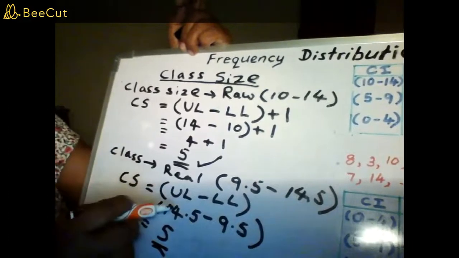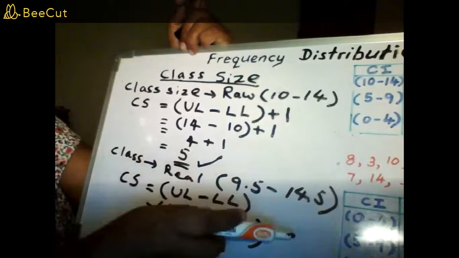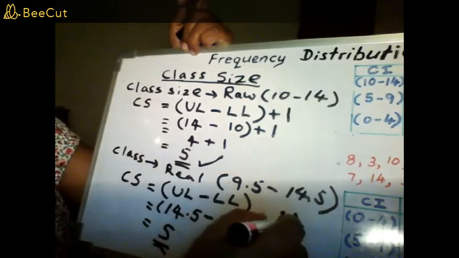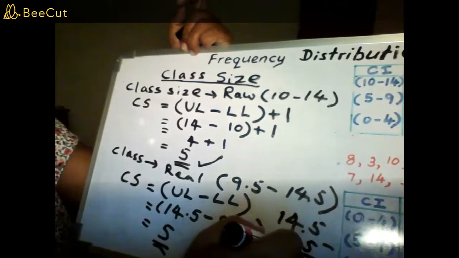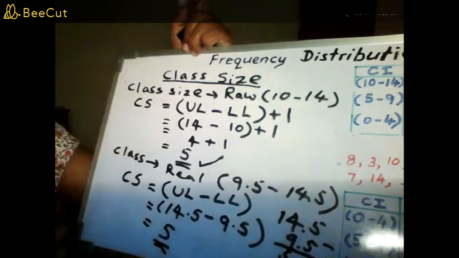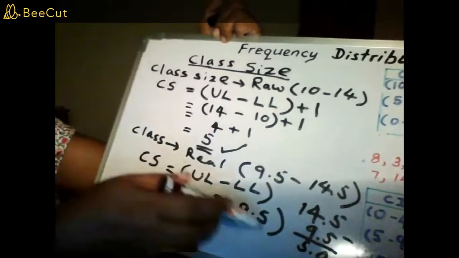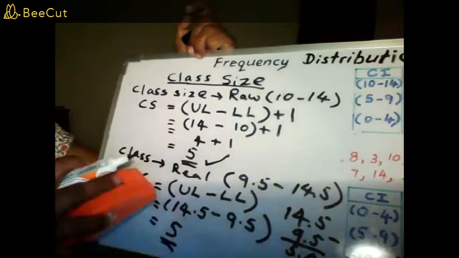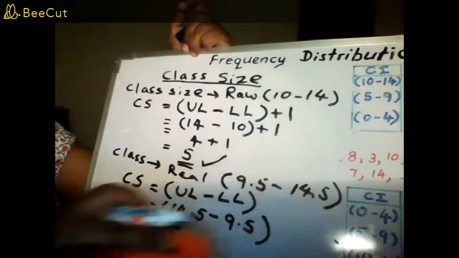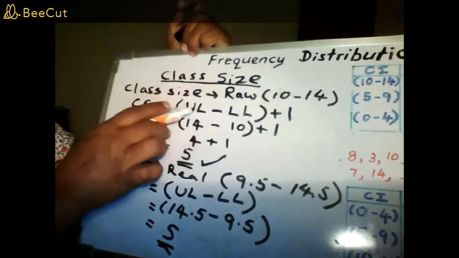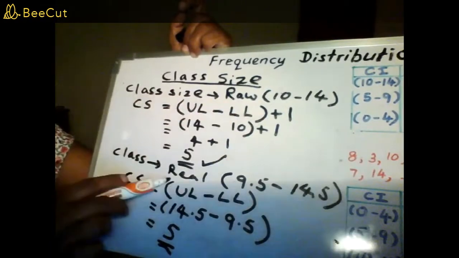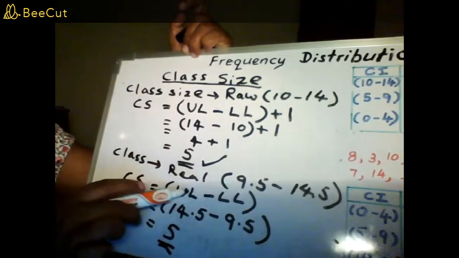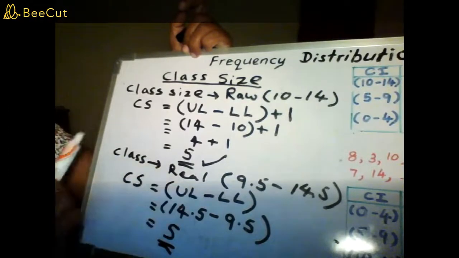Okay. Don't do these things in your mind. Do the calculations here like this. 14.5 minus 9.5, 0. Here it is 5. Right? You tend to make mistakes if you don't do that. So that's the class size. The class size for raw limits, the formula is upper limit minus lower limit plus 1. The class size for real limits, upper limit minus lower limit.